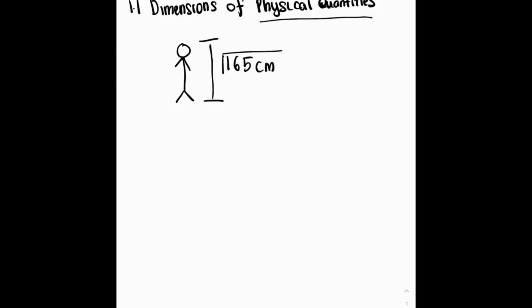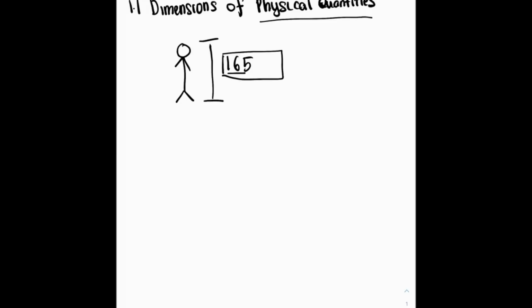Okay, this 165 centimeter is known as a physical quantity because it has both the magnitude and also the unit that is used to measure. If we only wrote 165 here without the unit, this is not considered a physical quantity because the unit used to measure is not informed here.